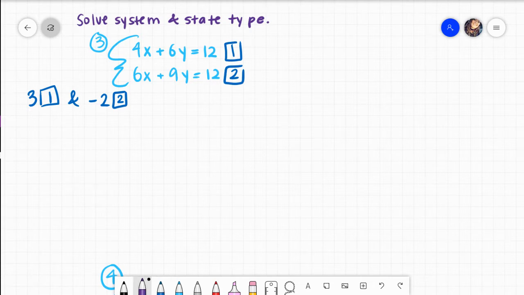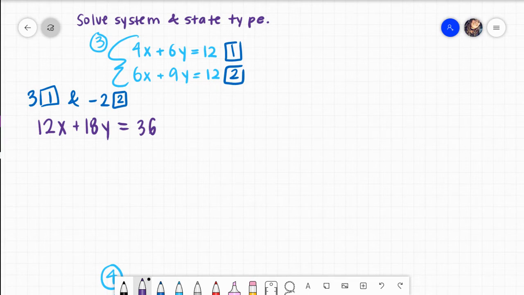So if you multiply 3 times equation 1, right, same way we did in that previous problem, every single thing gets multiplied by 3. So that'd be 4 times 3 is 12. x times no x is x. 6 times 3 is 18. Signs are the same, so it's positive. y times no y is still y. And then we have 12 times 3, which would be 36. Signs are the same, so it's positive.